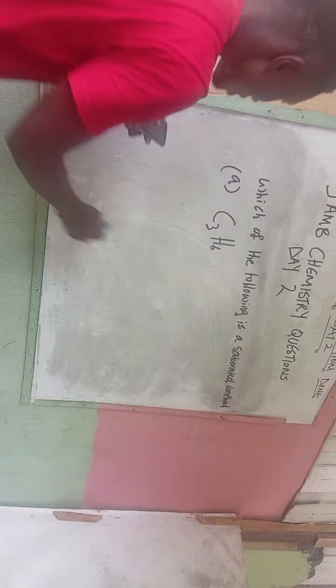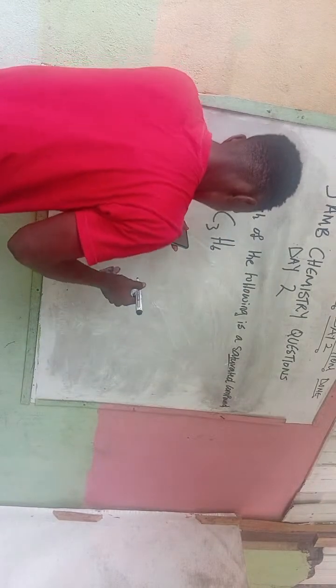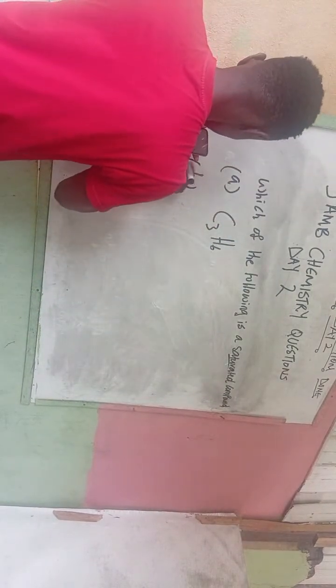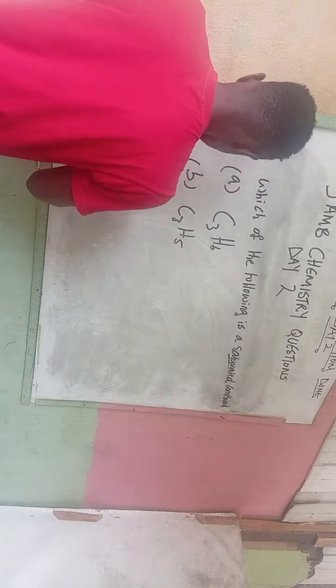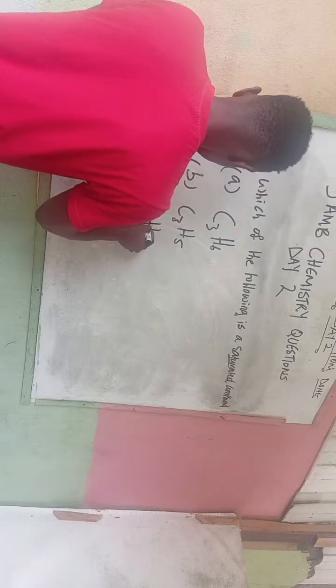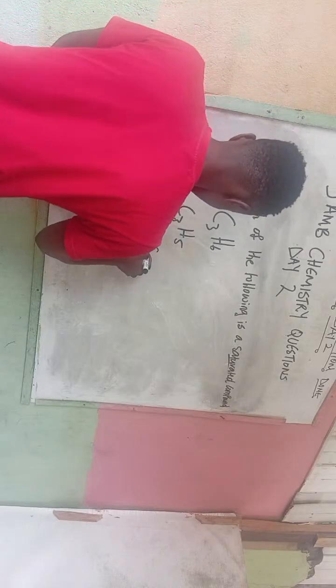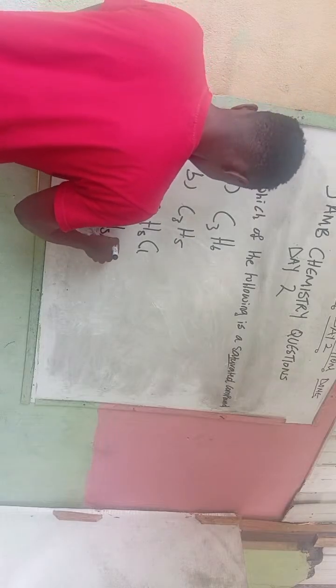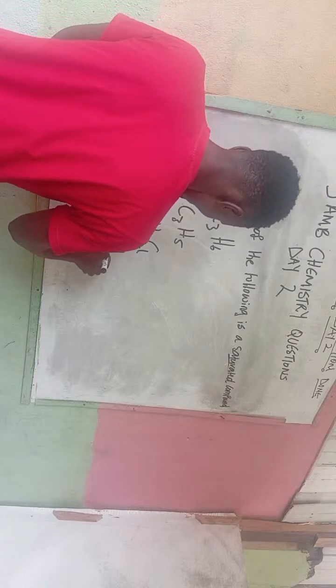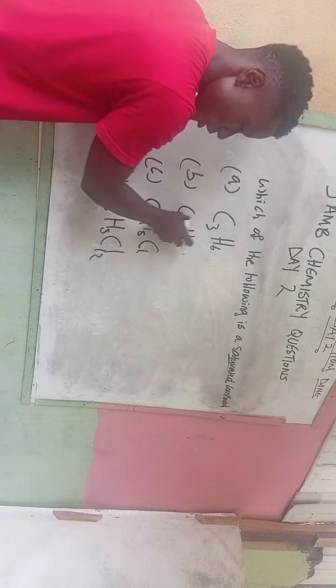Which of the following is a saturated compound? We have A, C3H6; B, C3H5; C, C2H5Cl; and D, C3H5Cl2. I know why I am not calling their names. I'm just calling C3H6. It is not left for you to understand it.